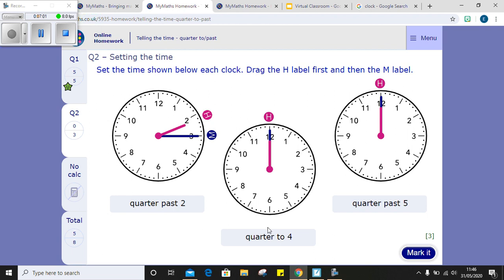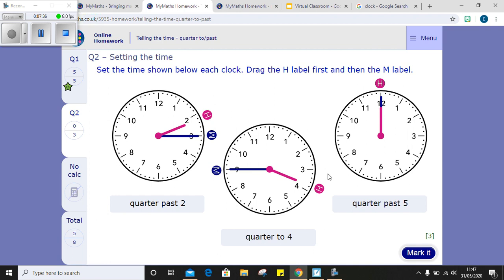Next, I want to make quarter to 4. Now remember, when I'm looking at this, I'm moving my hour hand round to that 3 first, because it's not 4 o'clock, starting off at 3 o'clock. And then I want 3/4 of my clock gone. So 1/4, a half, 3/4. So I've made a quarter to 4, because if the minute hand moves another quarter, we'll make 4 o'clock. So a quarter to 4.